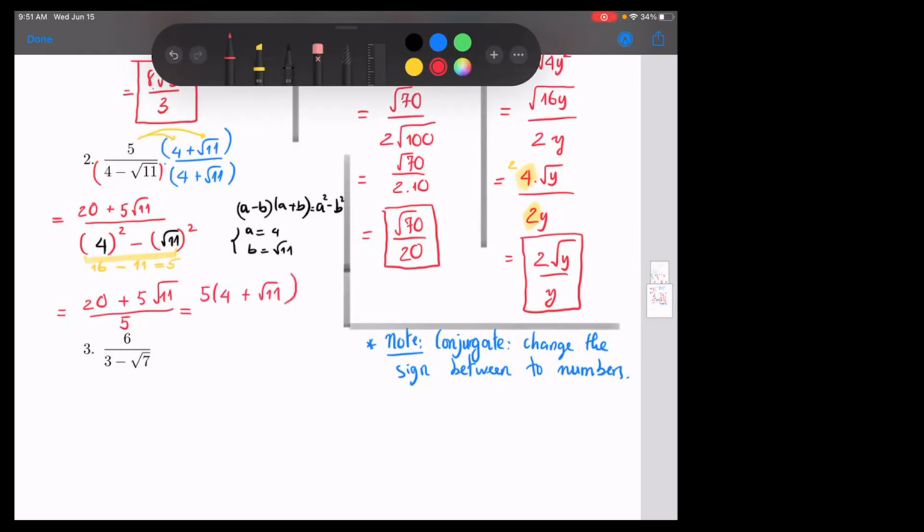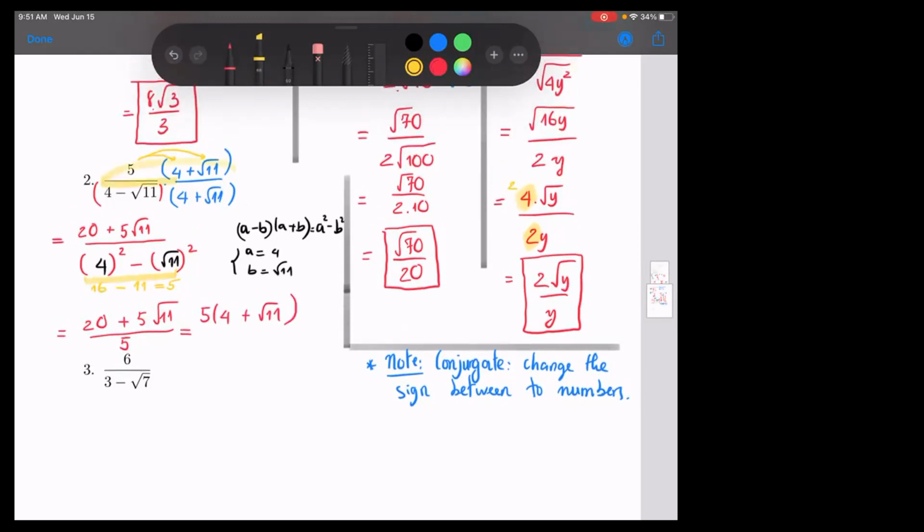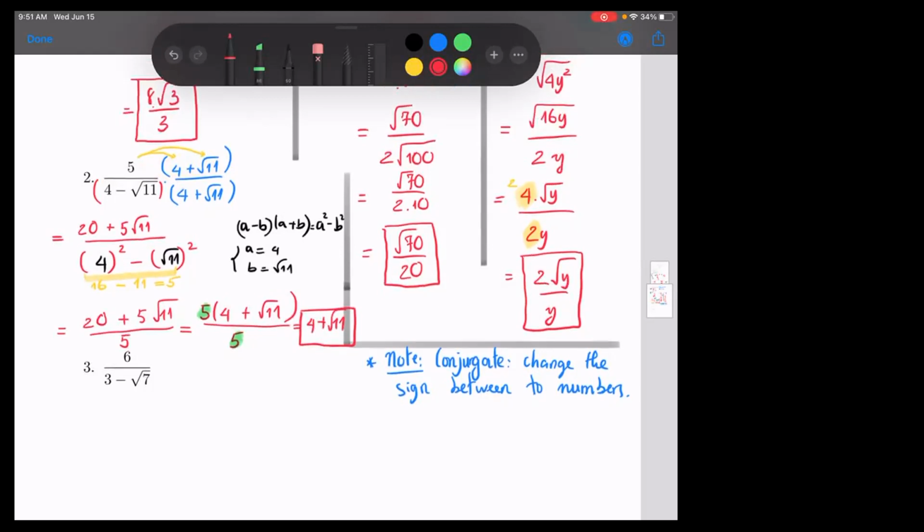Maybe I should leave it alone. I shouldn't distribute it. But all right, I already did, so I'll factor it again. The 5 on top and the 5 on the bottom cancel. So we're left with 4 plus root 11, which is totally legit. Why? Because as long as the bottom is no longer a root, I'm okay, right? I can have a root on the top because it's 4 plus root 11 over 1, and 1 is an integer, so I'm okay.